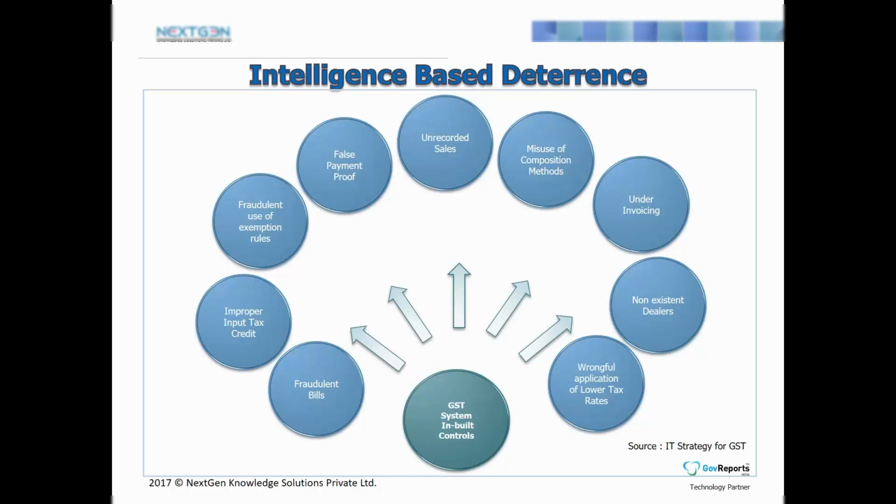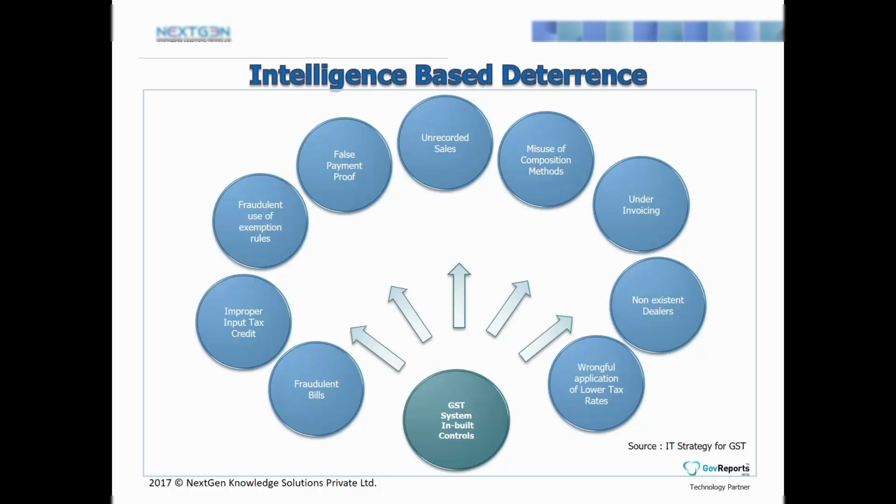It will control improper input tax credit being claimed by the taxpayer, because unless the data between supplier and buyer matches, the taxpayer will not get input tax credit. Fraudulent use of exemption rules will be controlled. False payment proof will also be controlled, because there will be data coming directly from the bank to the GST system. So the chances of claiming the tax by submitting false payment proof can be controlled.